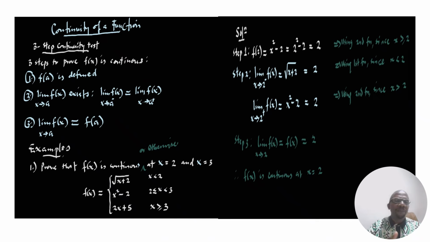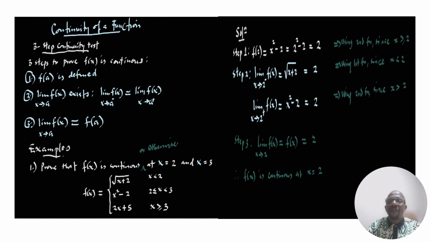See an example here. You have to show that f of x is continuous or otherwise at x equals 2 and at x equals 3. This is the function, because f of x is in three versions, let's say three variants. f of x is x root of x plus 2, with the condition x less than 2; x squared minus 2, for x between 2 and 3; and then 2x plus 5, with the condition that x is greater than or equal to 3.